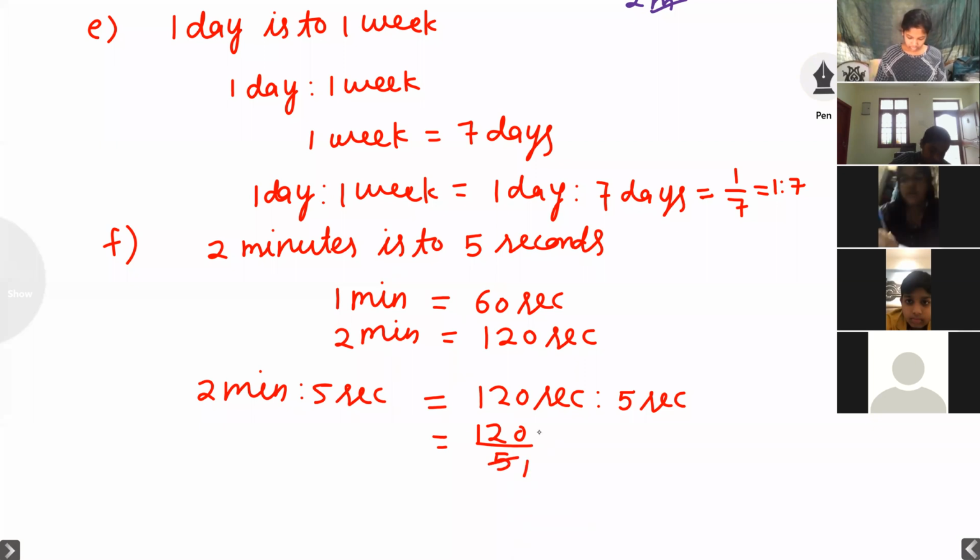5 1s are 5, 5 2s are 10, and 5 4s are 20. 24 is to 1. Don't write here 1 is to 24. Order is very important in ratio.